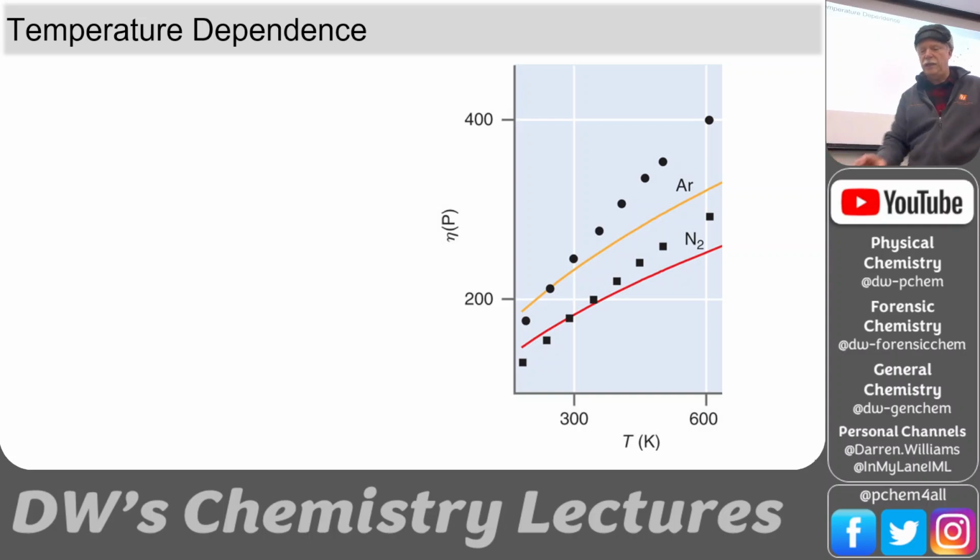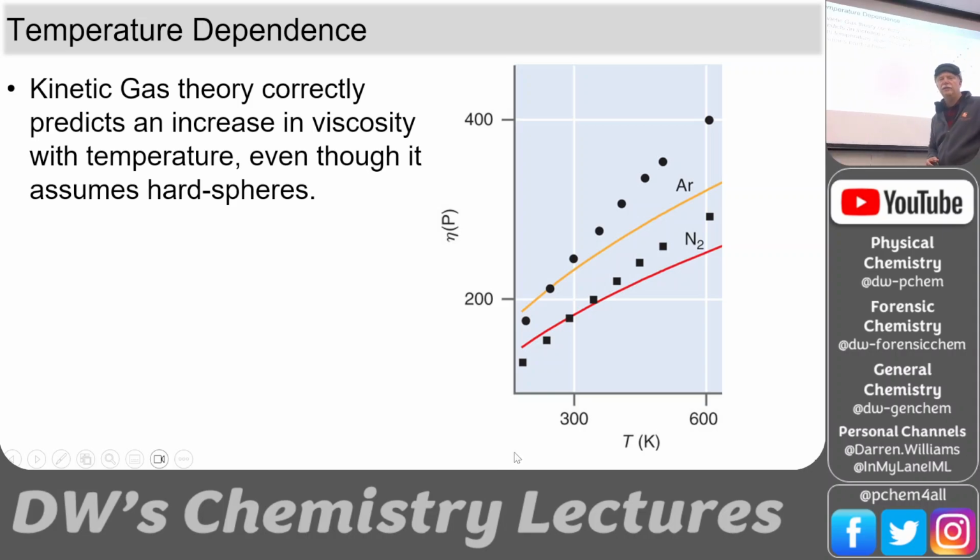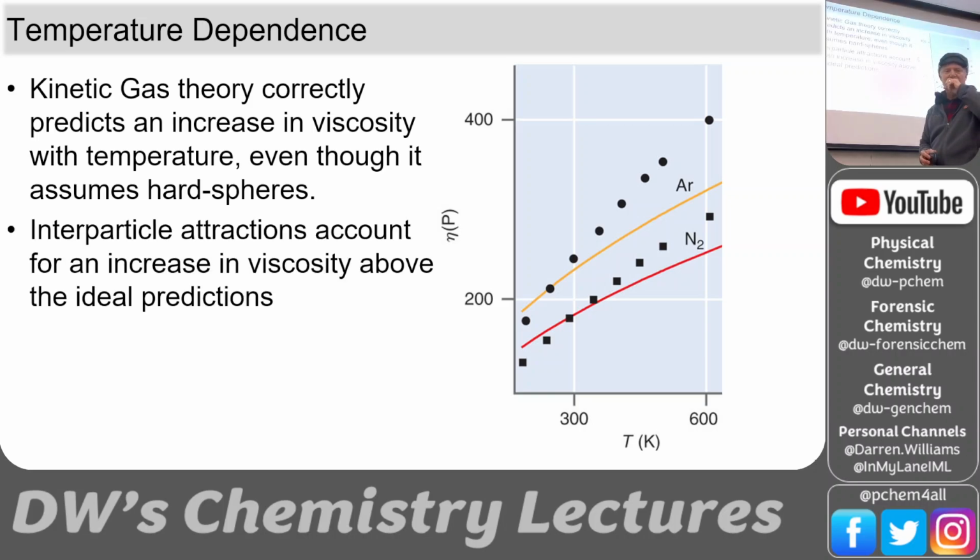Now, temperature dependence. How does viscosity depend upon temperature? Well, the kinetic gas theory correctly predicts an increase in viscosity with temperature, even though it assumes hard spheres, okay? Now, interparticle attractions account also for an increase in viscosity above those ideals. So in this plot, the lines are just for hard sphere predictions, and then the actual data goes above it. So as you raise the temperature, it's actually more than what's predicted by the ideal kinetic gas theory.